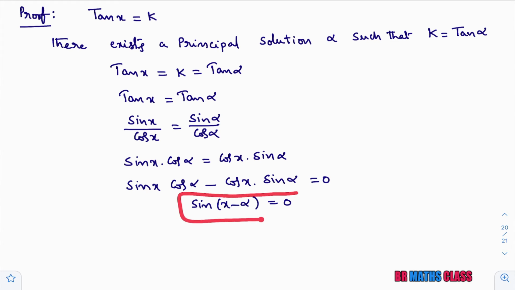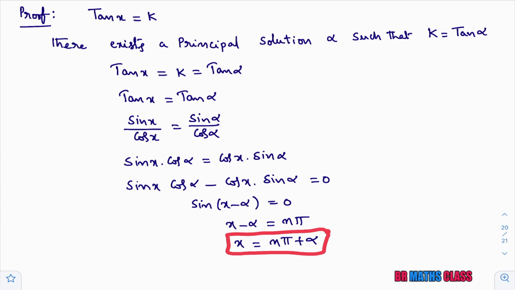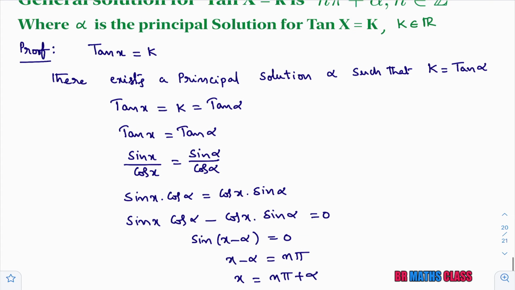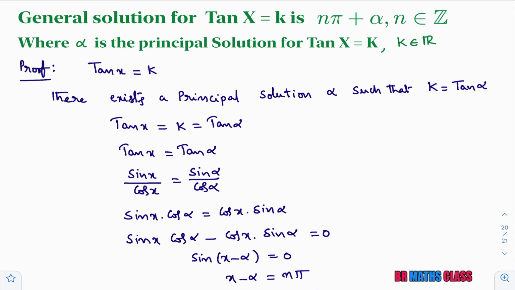This is like sin x equal to 0. Whenever sin x equal to 0, the general solution of sin x equal to 0 is n pi. That means whenever sin x equal to 0, we can write x equal to n pi. So here this is of the sin x equal to 0 form only. So I can write that x minus alpha equal to n pi. From this what is x? x is n pi plus alpha. So I got that the general solution for tan x equal to k is n pi plus alpha. From now onwards we will use this as a formula. I hope you understand this result.